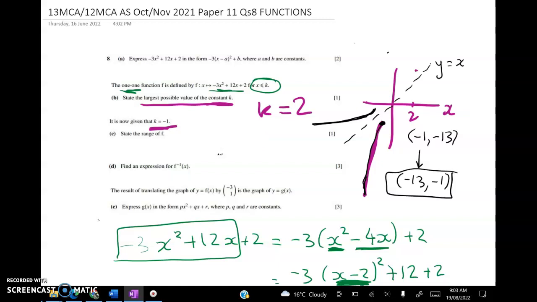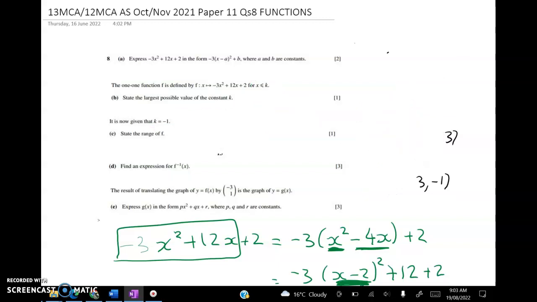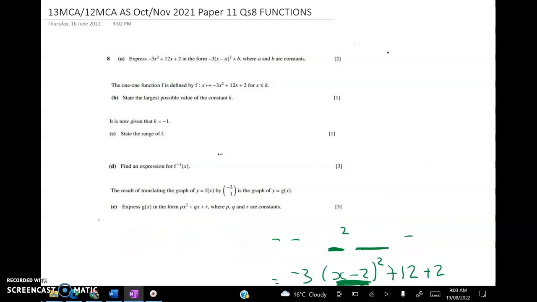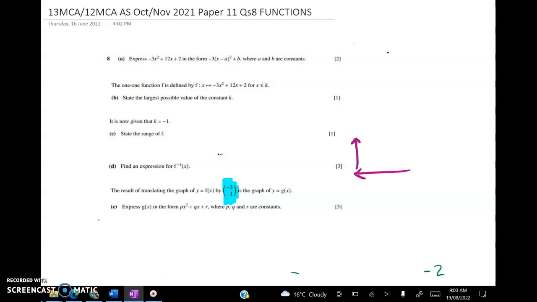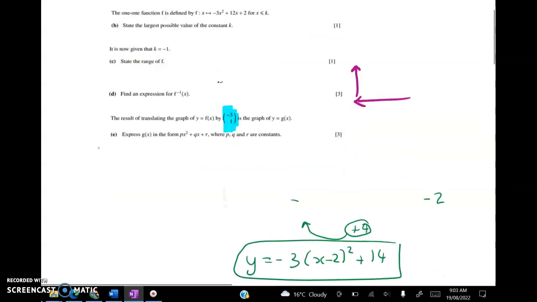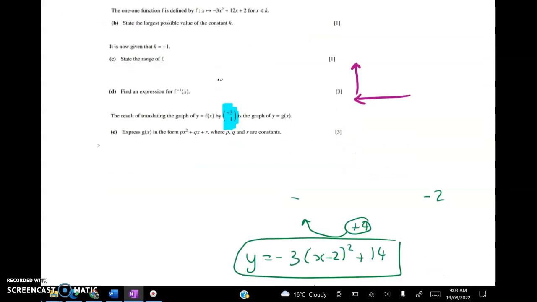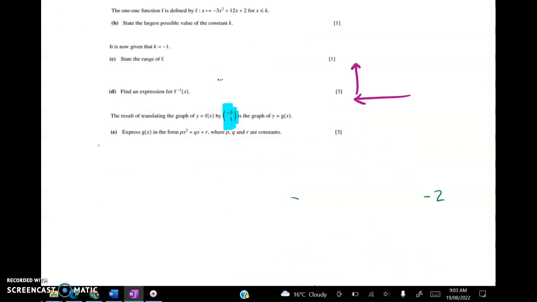We have to translate the graph. So we need a good understanding of what all the bits in the equation do, and we're translating it by this vector. This is the only place you now see vectors coming in AS. This means that we want to be moving our whole graph back 3 that way and up 1 that way. So again, I'm going to work with the function in vertex form.